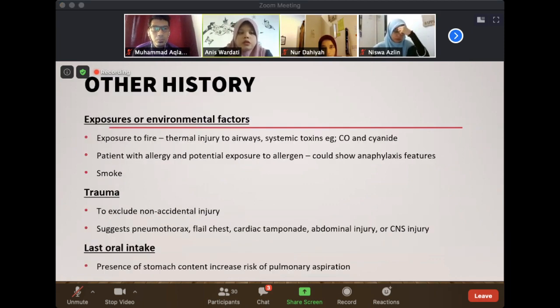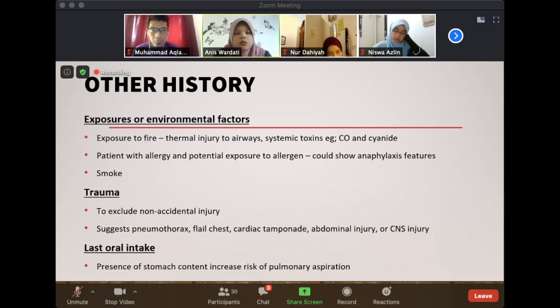So other histories, you can also ask about the exposure or environmental factors, for example, exposure to fire. When there is fire, the breathlessness can be due to the direct injury, the thermal injury to the airway, or because of the byproduct of the fire itself, which is carbon monoxide and also cyanide. So, as you know, the carbon monoxide has a higher affinity for hemoglobin. Our body, the oxygen, cannot be released to the tissue, so it can cause breathlessness. It goes with cyanide.